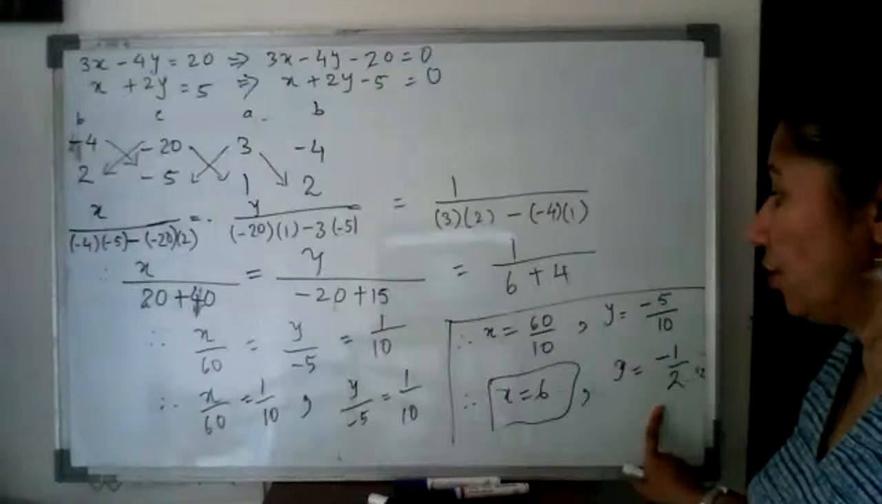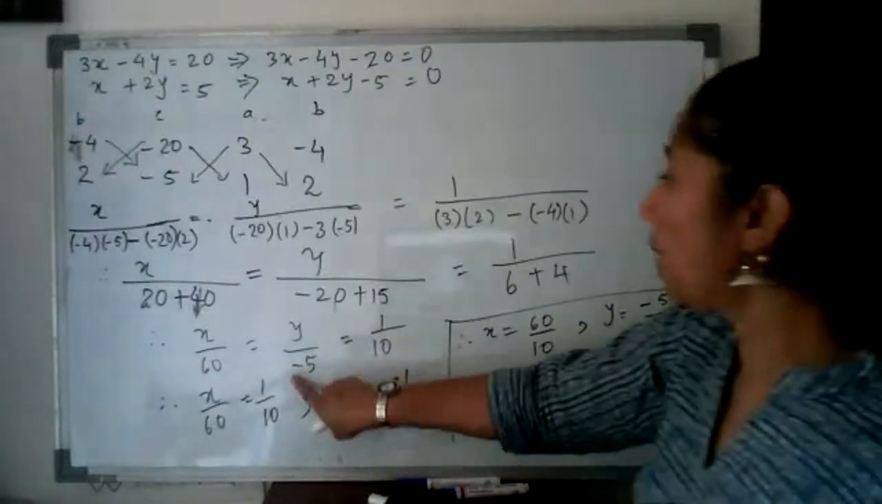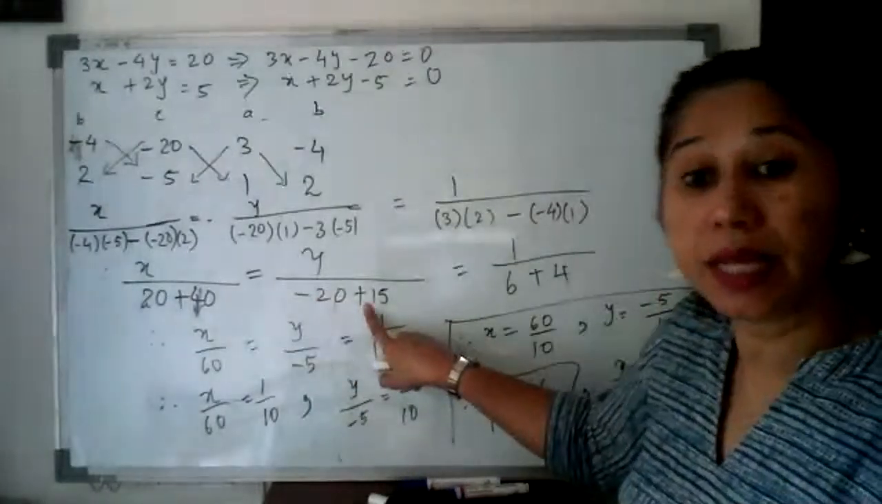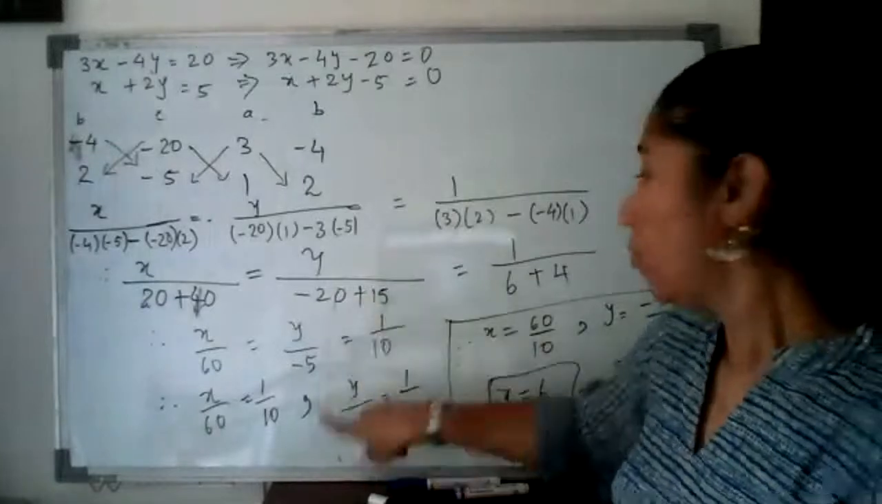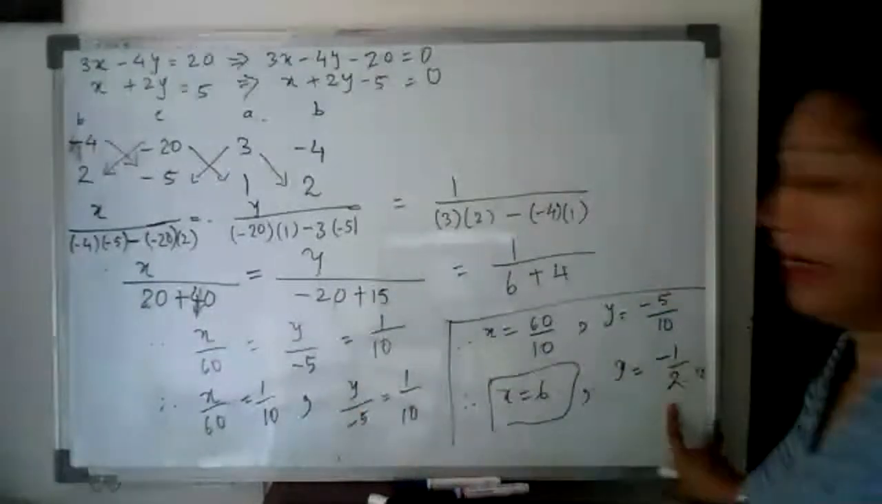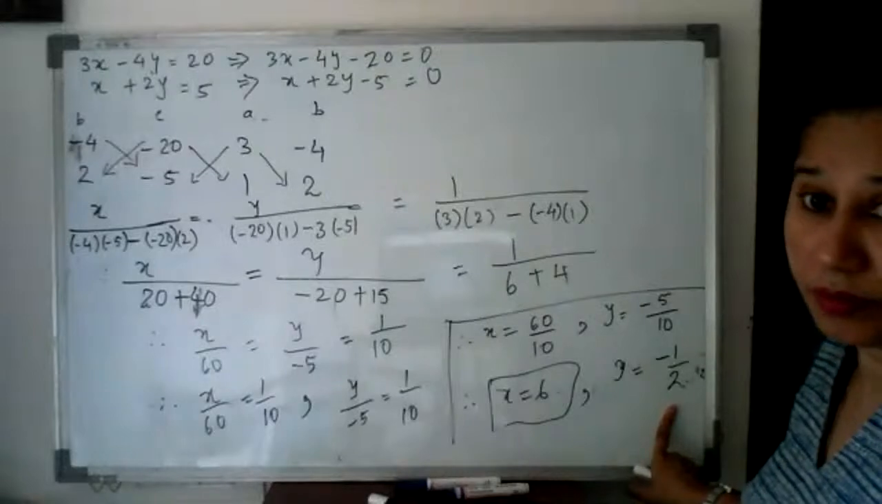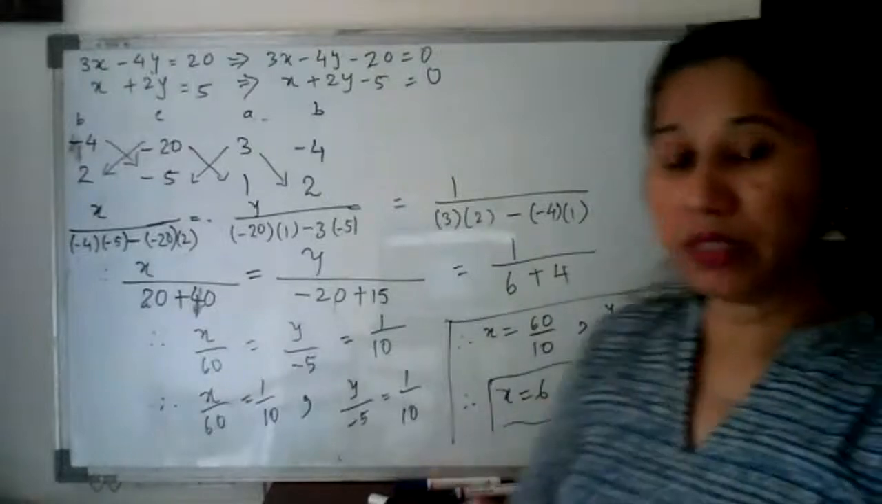I hope this is clear to all of you. Okay, since it is minus 20 plus 5, it is negative 5. So minus 5 upon 10 will give you minus 1 by 2. Negative answer, not a positive answer. I hope I'm clear with it.